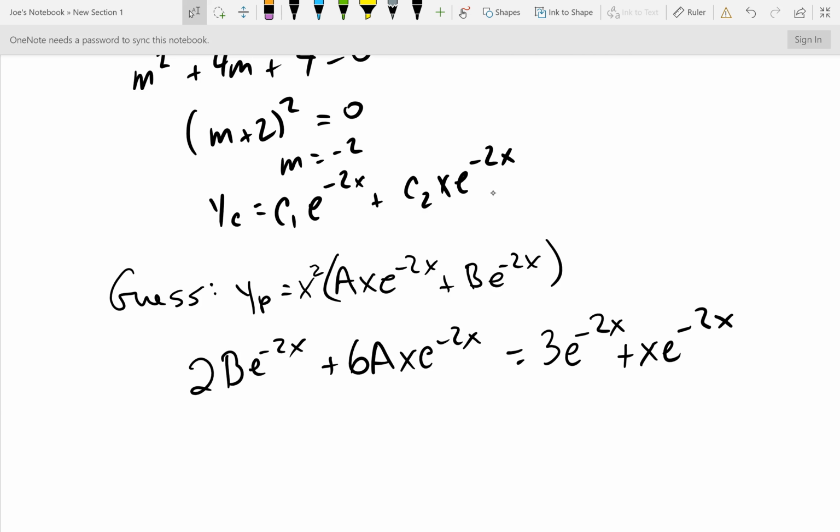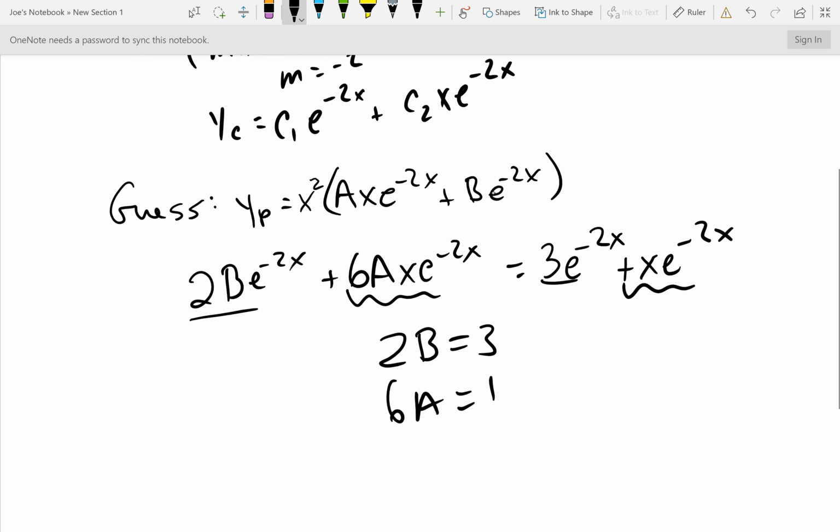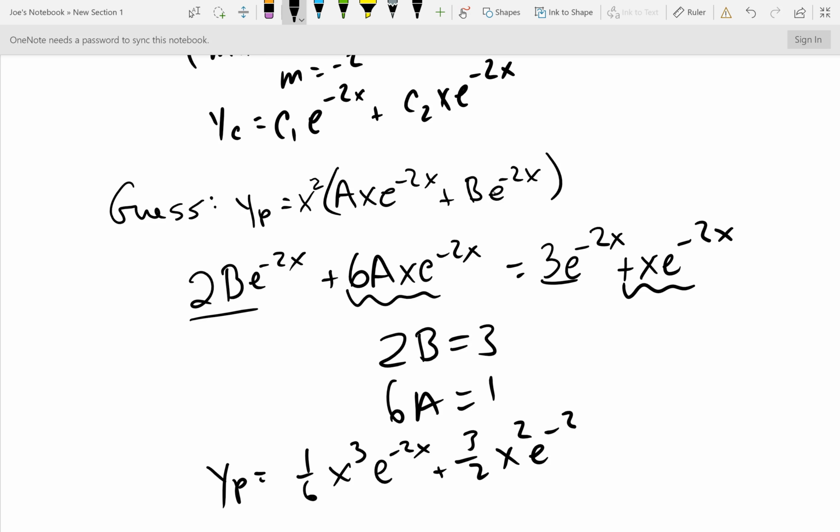So we get a system of equations to solve. This system is very easy to solve because we'll get 2b equals 3, because these two coefficients have to match up, and we get 6a has to equal 1, because these coefficients have to match up for those two terms. So our y sub p in this case, because we can see easily that our b has to be 3/2 and our a has to be 1/6, will be 1/6 x cubed e to the -2x and 3/2 x squared e to the negative 2x. Just plugging those into y sub p.